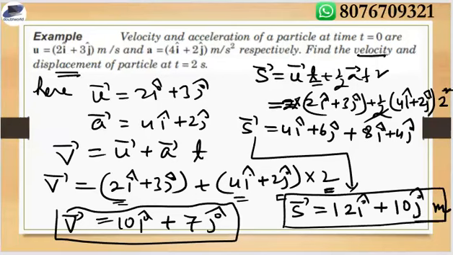You can calculate even the magnitude also, but that is not asked here, so we are not calculating. And this is the velocity vector. Because it is a case of constant acceleration, so we can directly apply the formula.